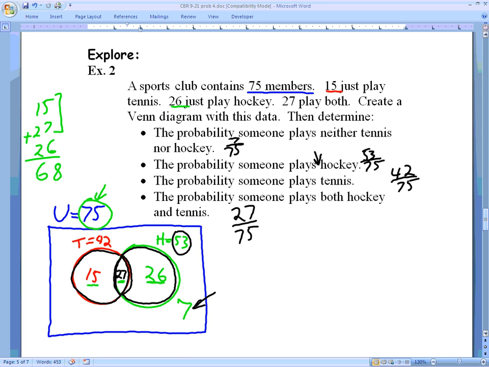And that is a Venn diagram. Once it's set up and labeled, everything becomes nice and easy.